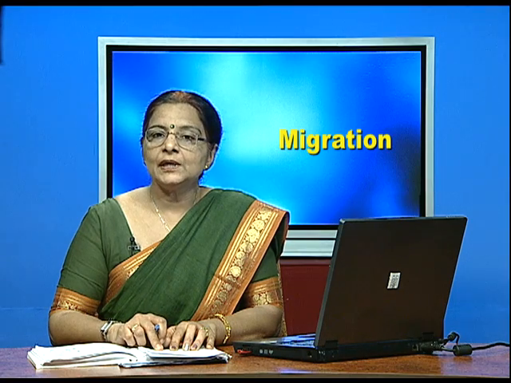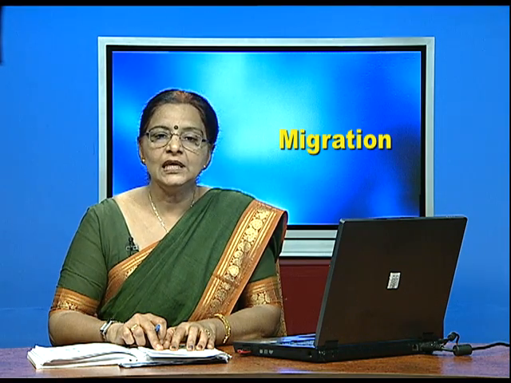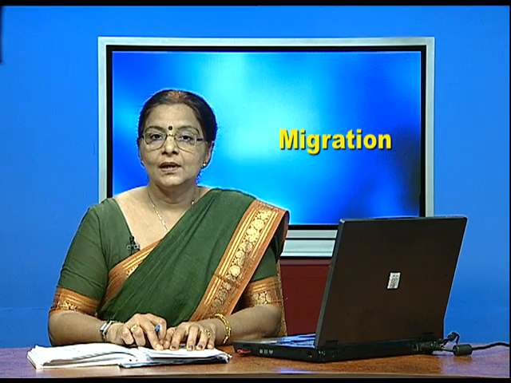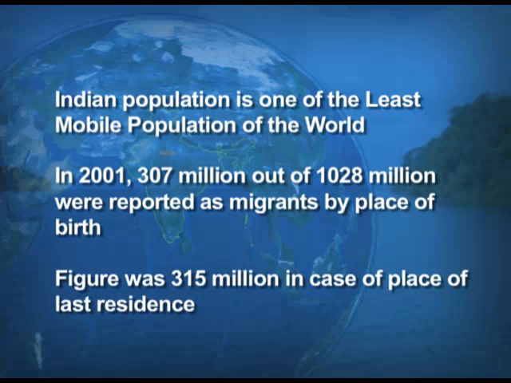Now, there are a few facts about the Indian population and their movement. The Indian population is one of the least mobile populations of the world. Maybe the reason is the traditional tendency of Indians that they do not want to make a change in their life. In 2001, 307 million people, that is around 30% of the population, were reported as migrants on the basis of the criterion of place of birth. And when we talk about the place of last residence, 31% of the population migrated under this criterion.